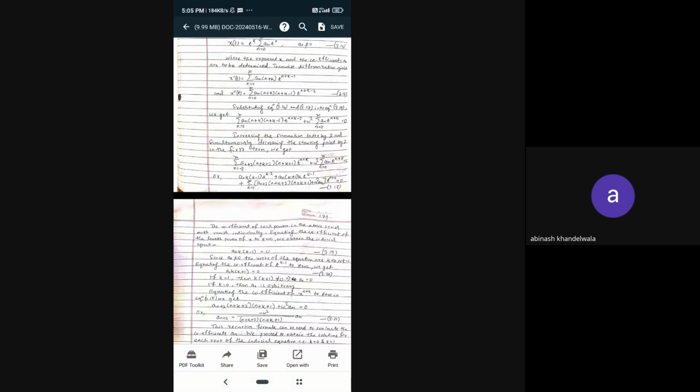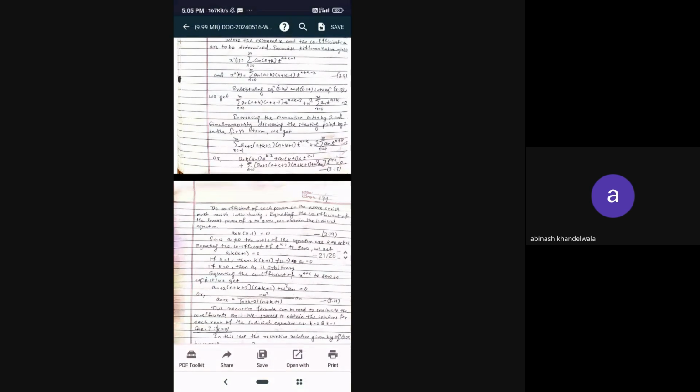The roots of the equation k into k minus 1 is equal to 0. So k is equal to 0 or k is equal to 1. So there are two roots, one is 0, another is 1. Because a0 is not equal to 0, we have assumed it in the first case, at the early stage. First we have assumed that a0 is not equal to 0. So your rest will be 0. So your solution will be, the roots will be k is equal to 0 and k is equal to 1.